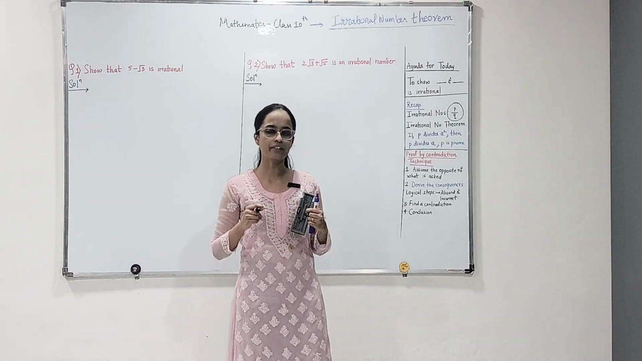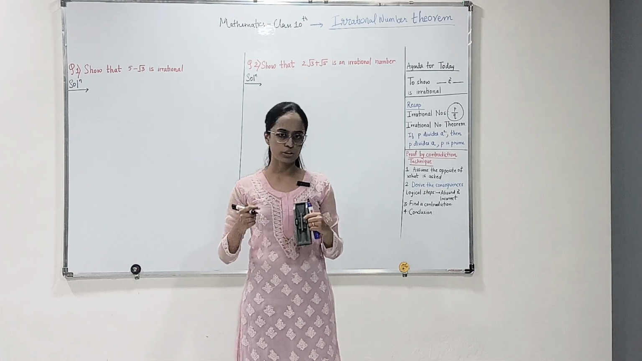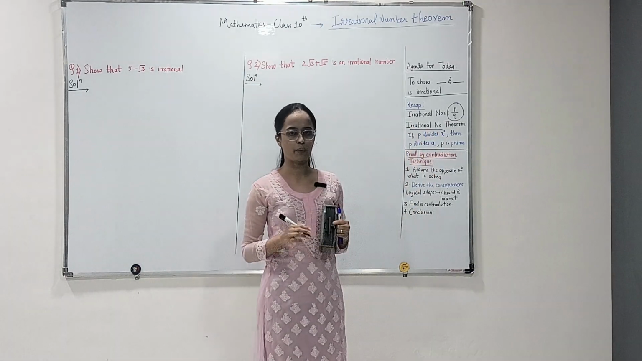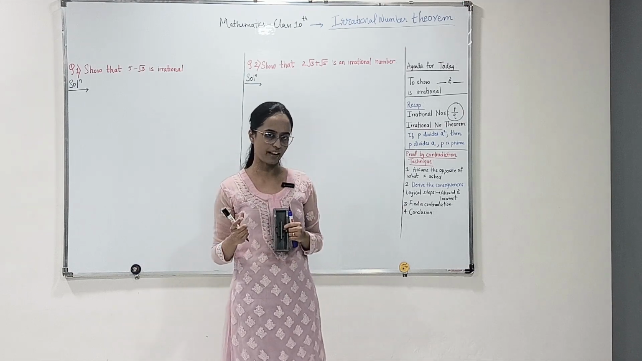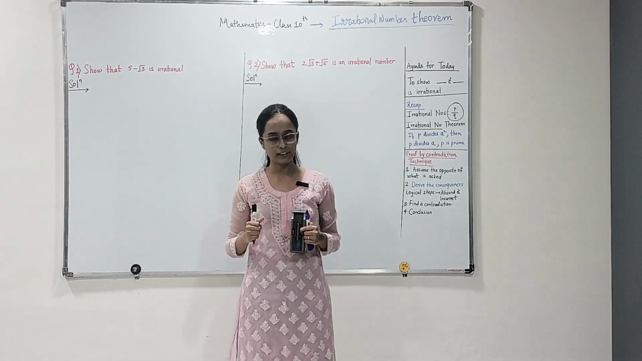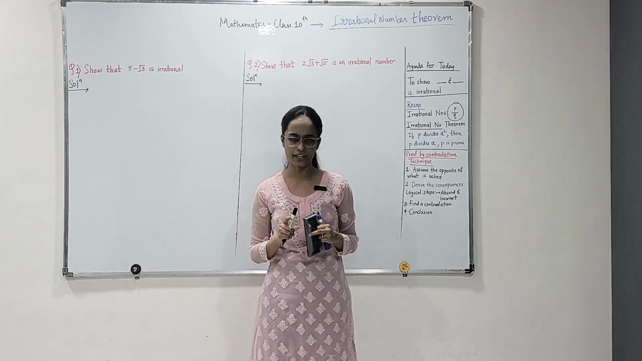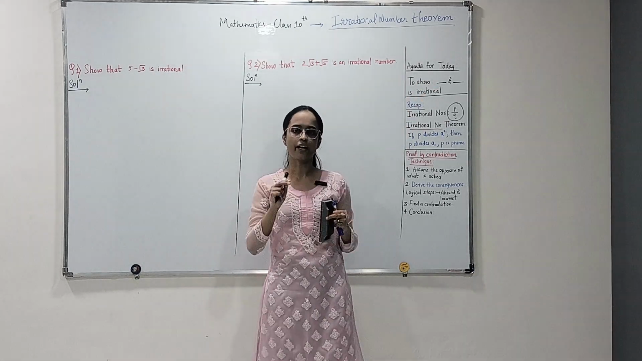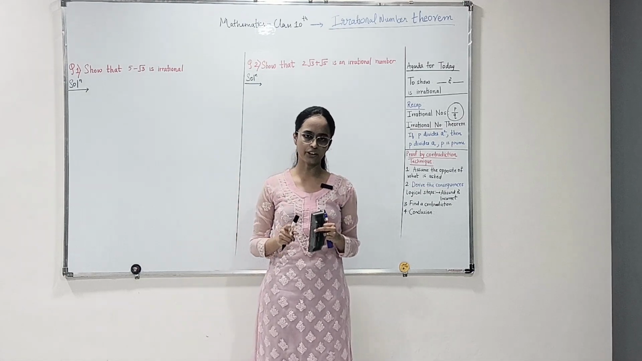After that, we moved on to the irrational number theorem, which stated that if you have a prime p and if that prime p divides a number a square, then that prime p also divides the number a. And using this theorem, we solved problems wherein we used it to show that a particular number is an irrational number. Now, in today's class, we are going to solve two more problems of showing that a particular number is an irrational number. So, the agenda for today is to solve two problems, and in both we are going to show that the given number is an irrational number.